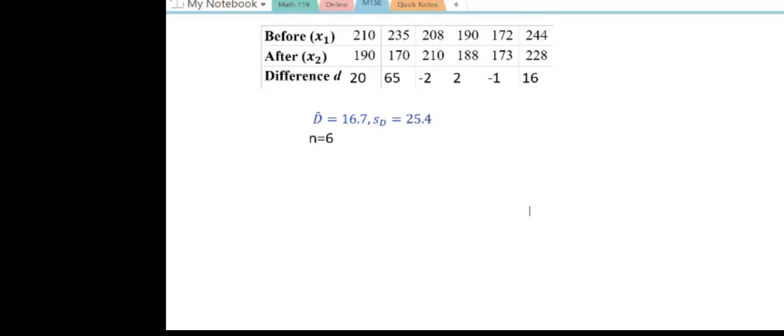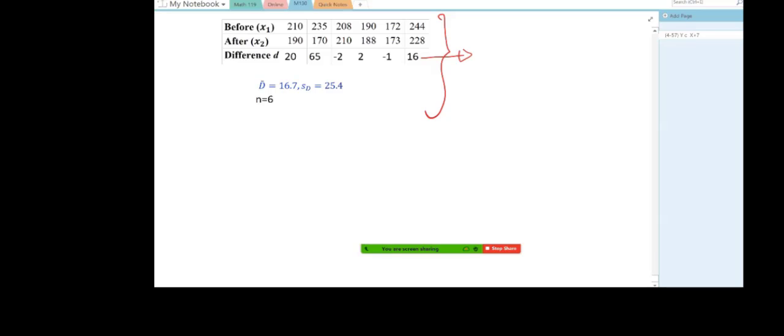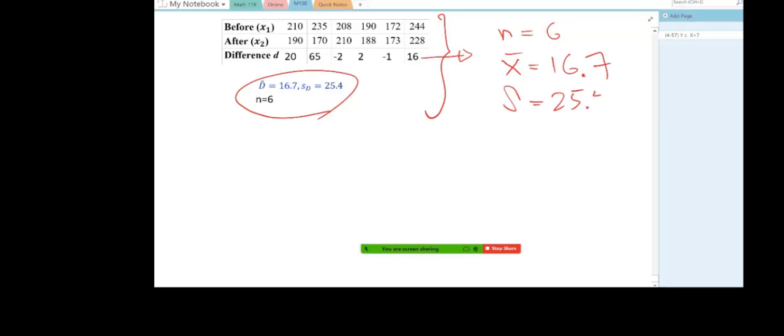If you have the data as follows, you calculate their difference, and you end up here. All you have to do is look at this group of data and deal with those numbers. This results in n being 6. Because of this calculation, I can say x bar is 16.7, s is 25.4, and I do the test of hypothesis on this one.